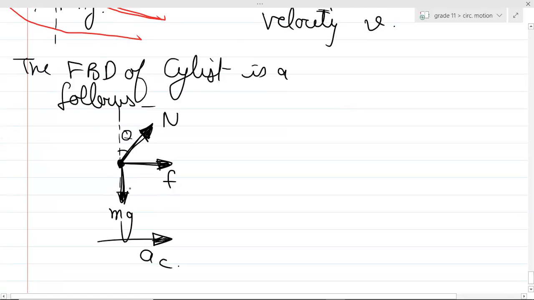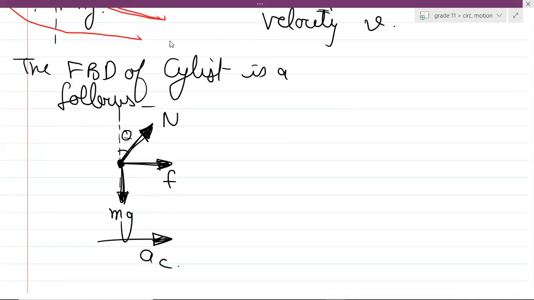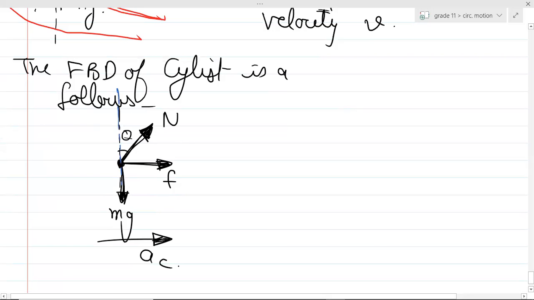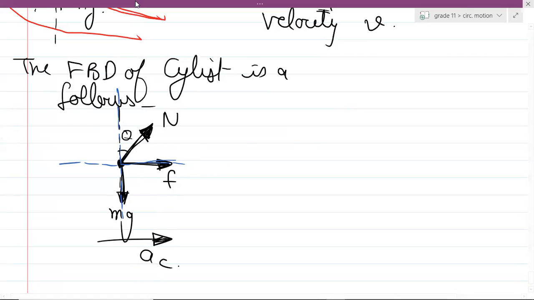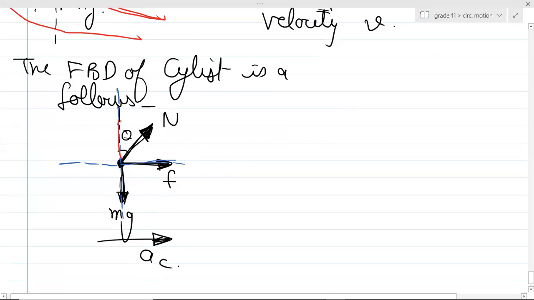When you draw the FBD, after this, what will you do? You'll choose a frame of reference. So the frame will be like this. Why will the frame be like this? Because one of the axes of the frame is in the direction of acceleration. The centripetal acceleration will always be radially inwards. So anyways, I can just break this. So here this will be your N cos theta, and this will be your N sin theta. Yes or no, guys?